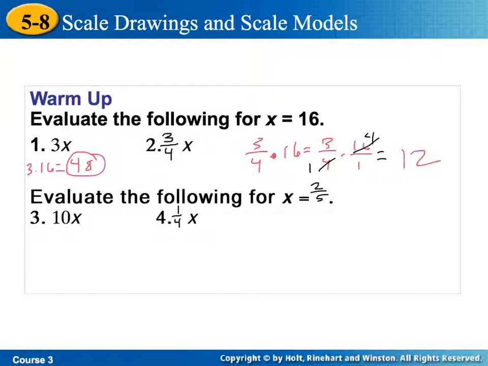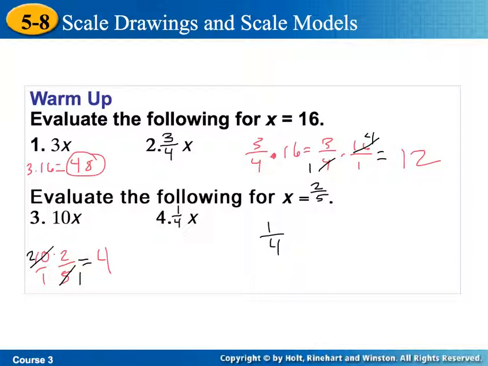Okay, then we have 10x when our x is 2/5. Do not forget, we still know how to multiply a number and a fraction like we did for 3/4 and 16. That was a lot of talking really fast. We need to multiply 10 times 2/5, which is 10 over 1 times 2 over 5. We can simplify this down. This becomes a 1. This becomes a 2. I simplified by dividing each of those by 5. My answer is 4.